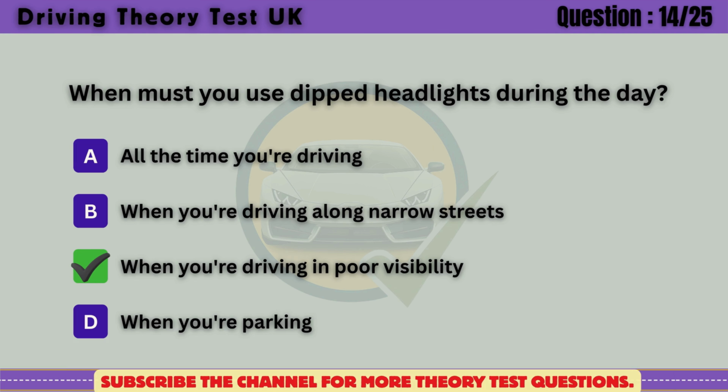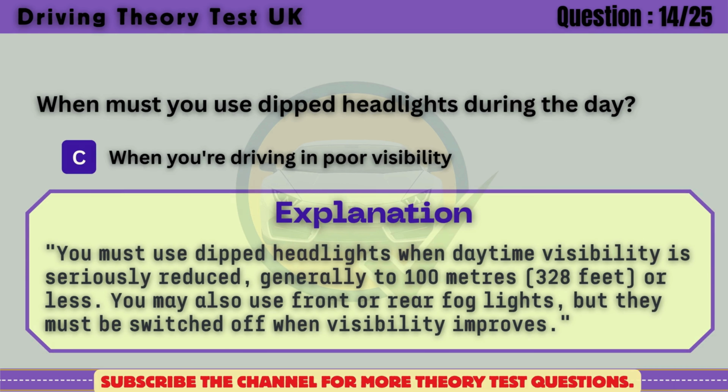Answer is C. When you're driving in poor visibility. You must use dipped headlights when daytime visibility is seriously reduced, generally to 100 meters, 328 feet, or less. You may also use front or rear fog lights, but they must be switched off when visibility improves.